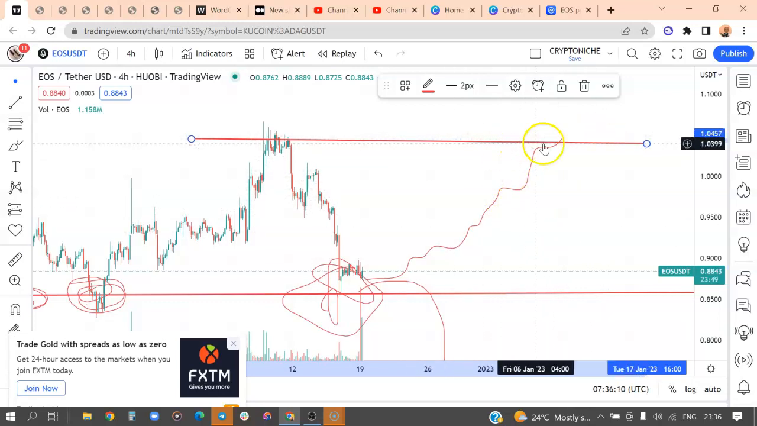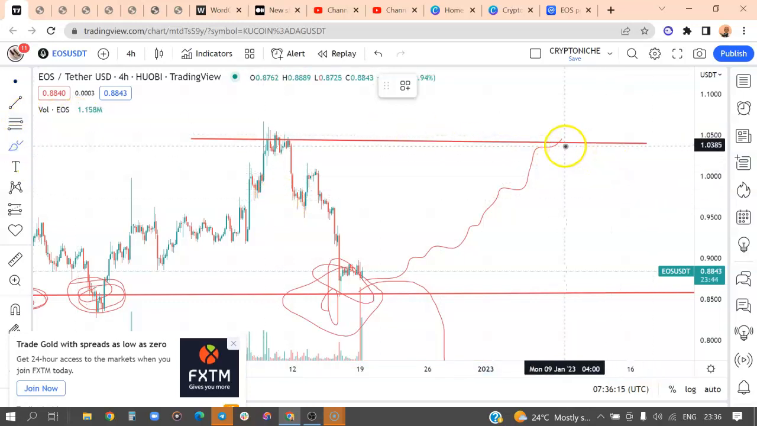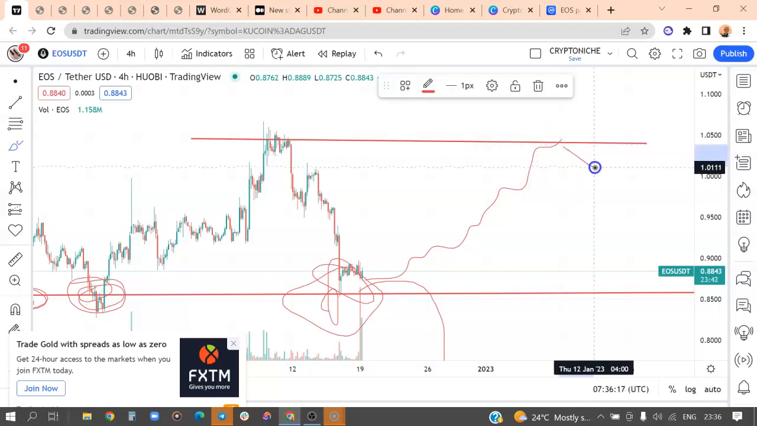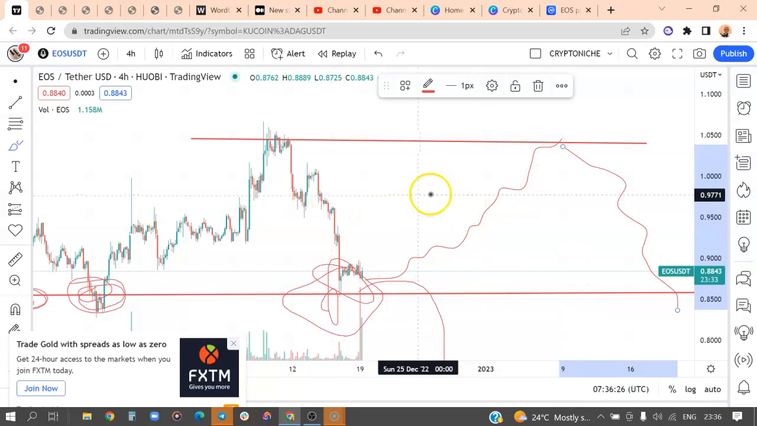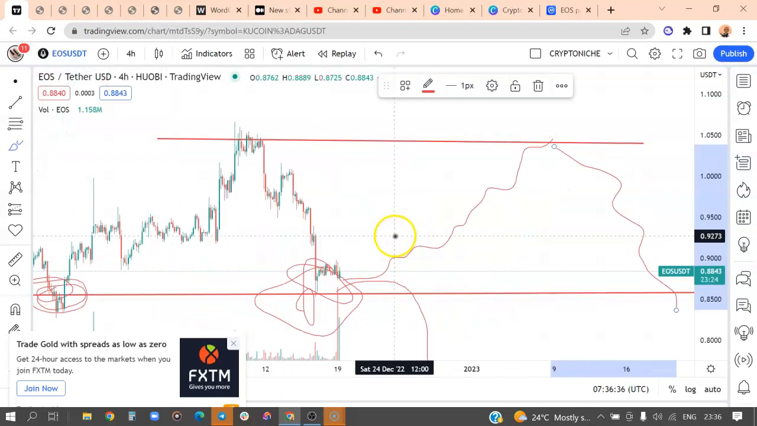Because it must fall. It must fall back and break this support completely. So what can you guys see on the charts? The market structure is bearish. It is bearish, and you have to take note of that.